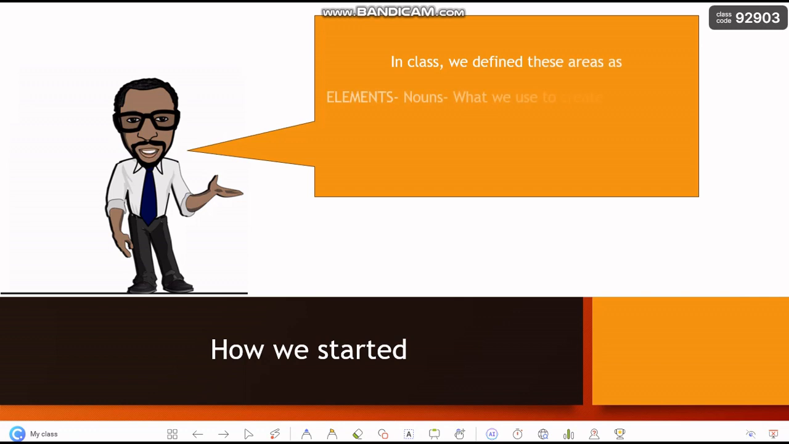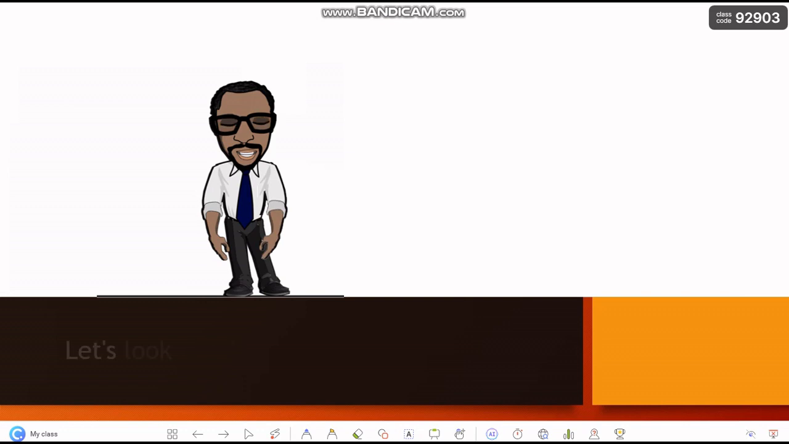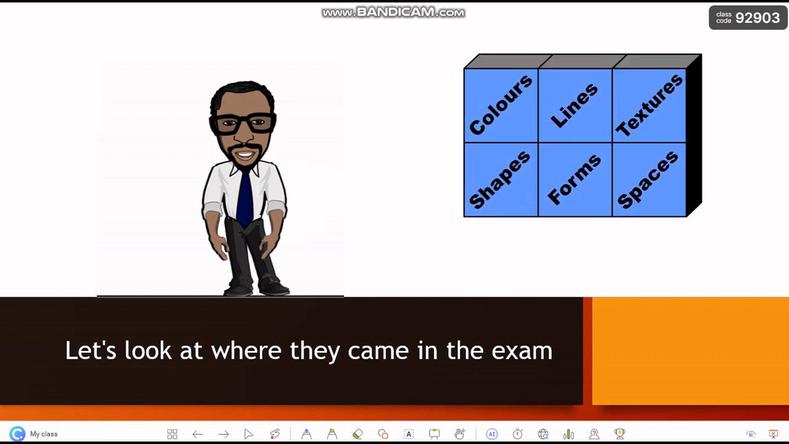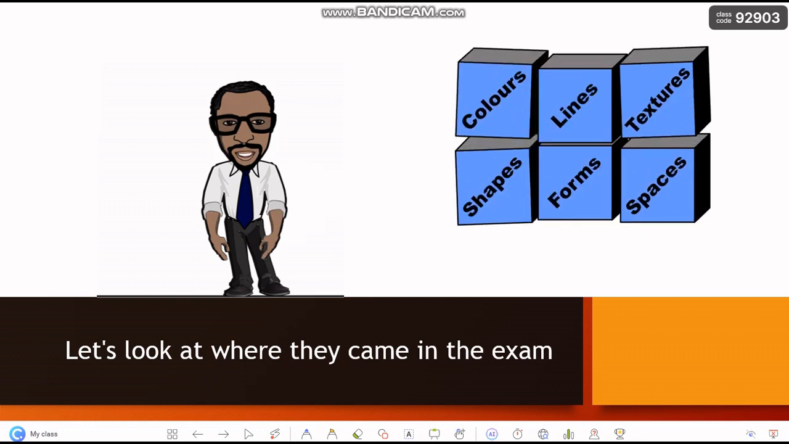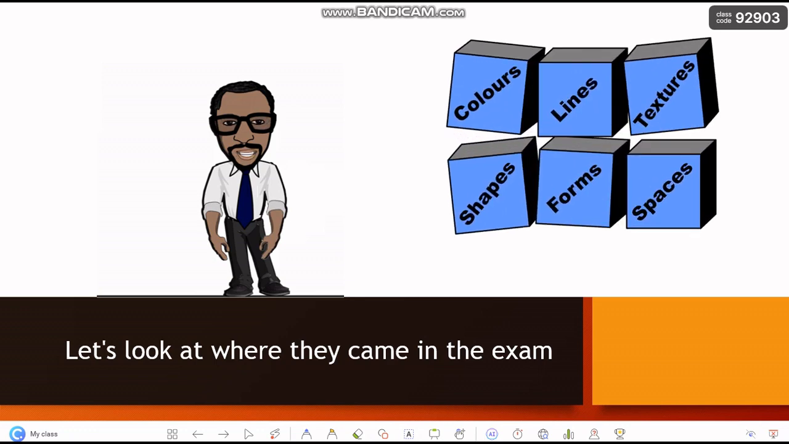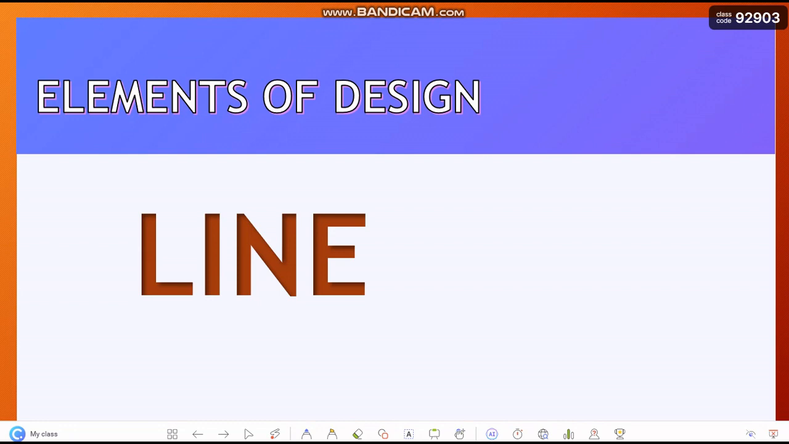So, how we started. In class, we defined these areas as elements. We call them our nouns, what we use to create the artwork. Principles we refer to as our verbs, how we use the elements in the artwork. So, let's look at where they came in the examination, and how our elements and our principles affect our artwork.